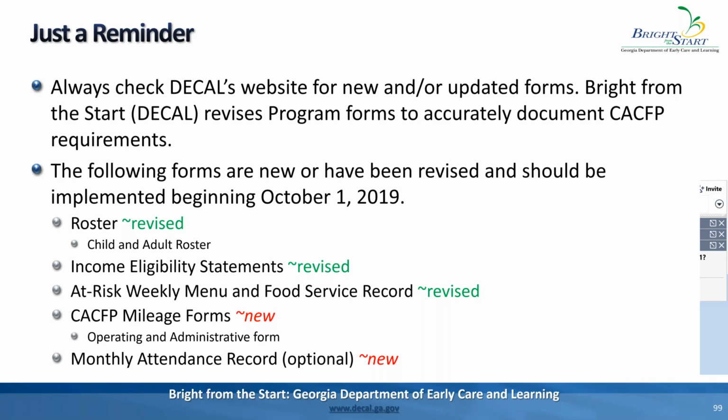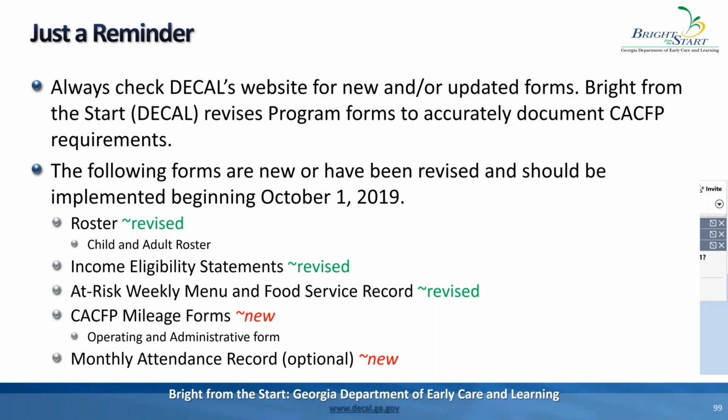The at-risk weekly menu and food service record form we just talked about, they add the ages of 3 to 5 on that form. This CACFP mileage form is new because now it's separated by operating and administrative. And then you have the monthly attendance record form, which is optional, and that's new.